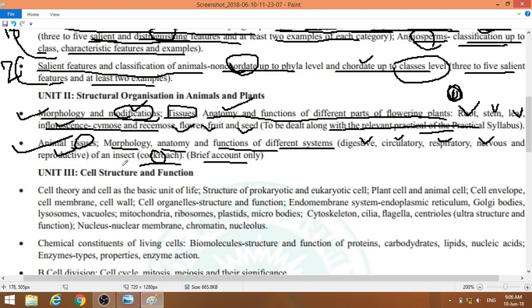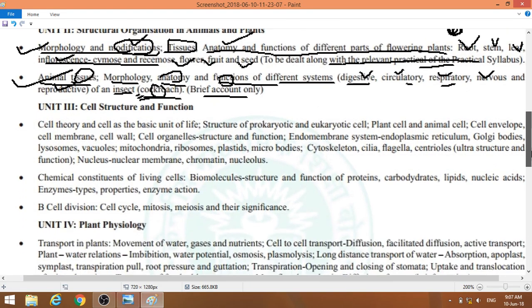So we have selected an invertebrate, that is an insect, that is arthropod phylum. The example of cockroach: you have to study the different systems of cockroach, their anatomy and their function, so that you get to know about animal tissues and the general morphology of an animal. So this is a typical example of an animal, the cockroach.